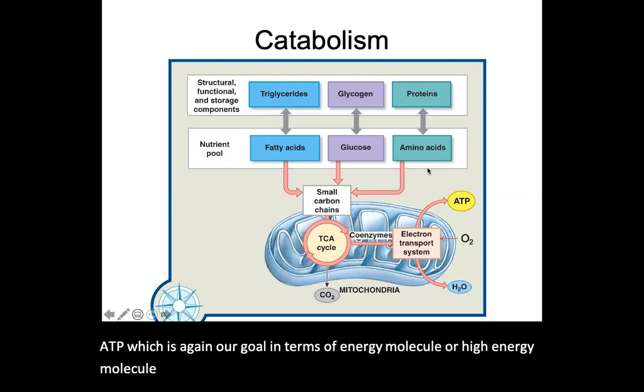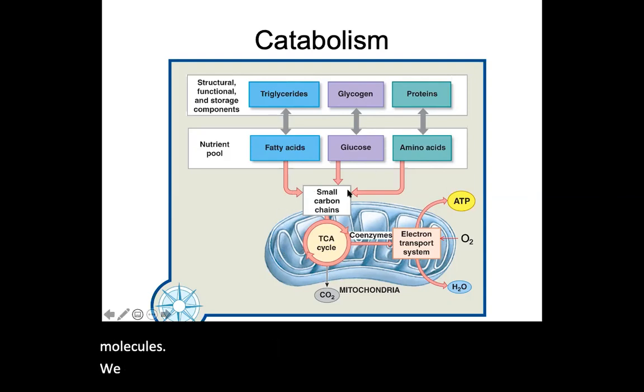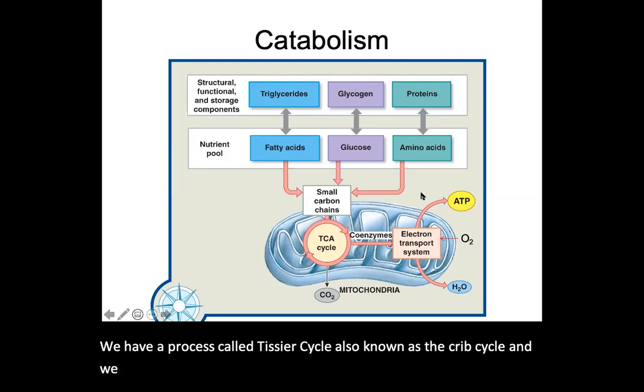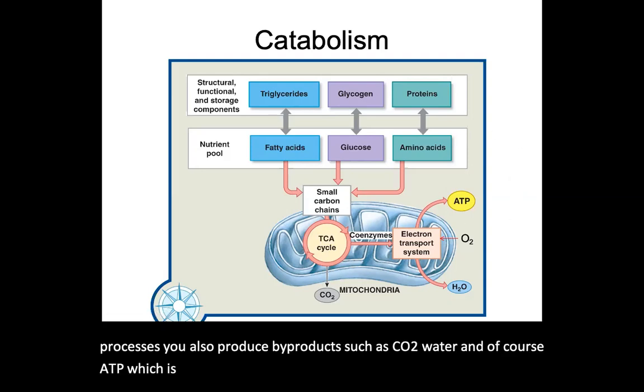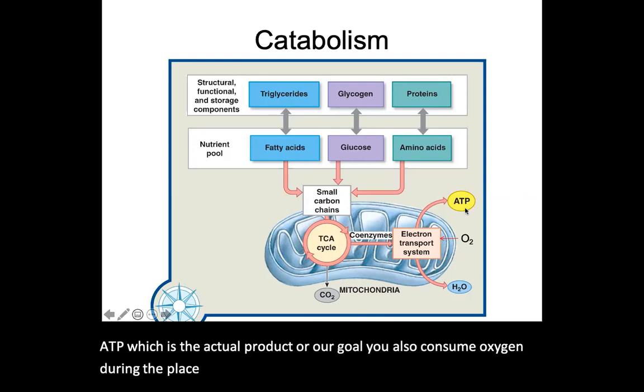molecules, we have a process called the TCA cycle, also known as the Krebs cycle, and we have a step called the electron transport chain. Now, notice that in these processes, you'll also produce byproducts such as CO2, water, and of course ATP, which is the actual product or our goal. You also consume oxygen during this process, which makes this an oxidative process, or oxidative phosphorylation, as we will learn later on.